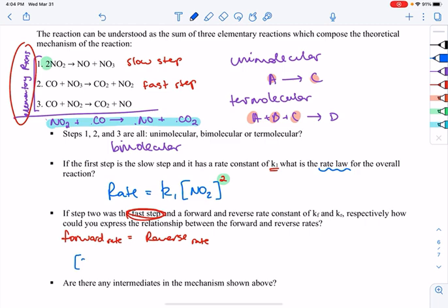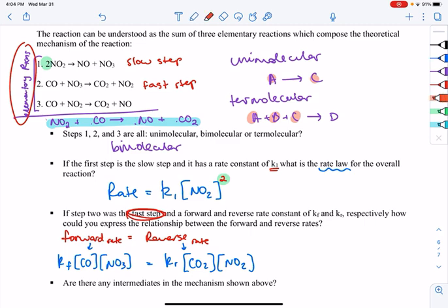would be CO times NO3 times Kf for forward equals K reverse times CO2 and NO2. Right, so the forward rate equals the reverse rate. Again, the stoichiometry, because these are elementary reactions, determines the order with respect to these different chemicals. So all these are 1 because all the stoichiometry here is 1. Okay, but the fast step, you can say the forward and reverse rates are equal.